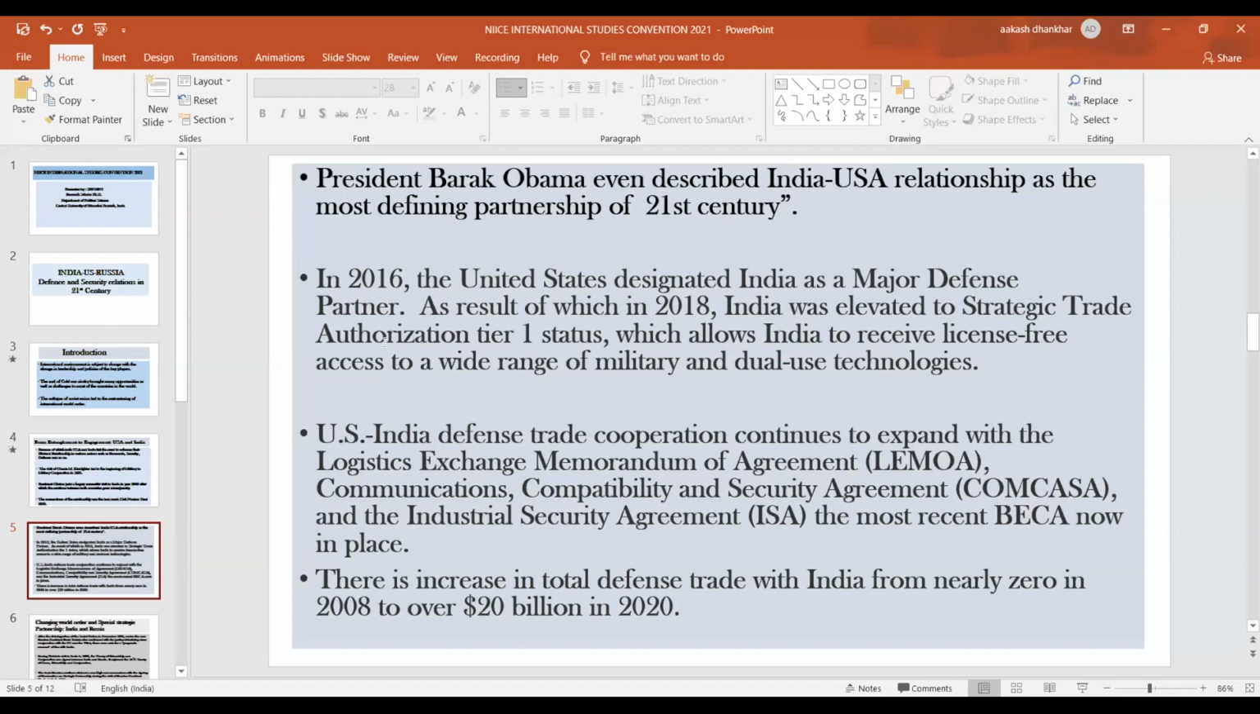BECA. So there is an increase in total defense trade between India and the USA from nearly zero in 2008 to over $20 billion in 2020.